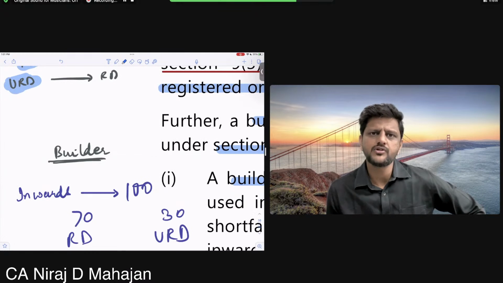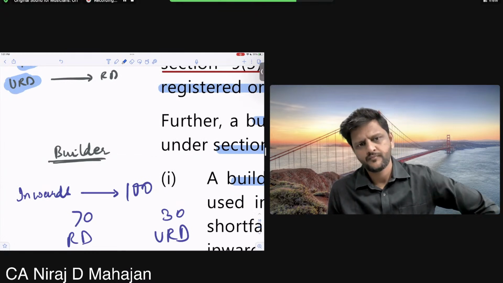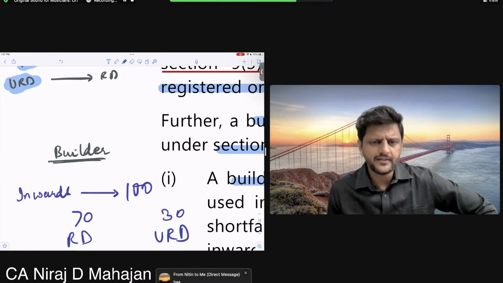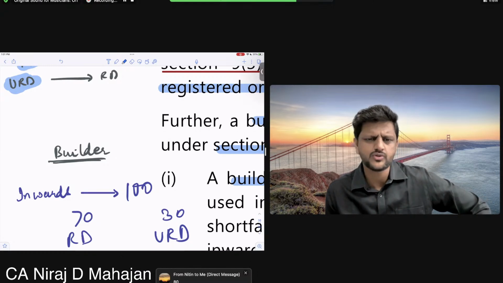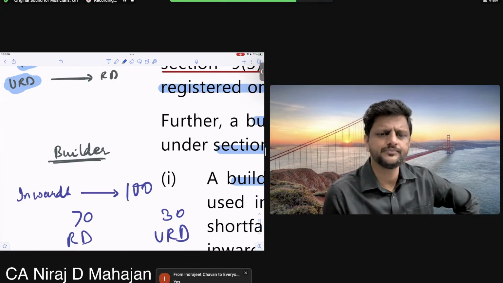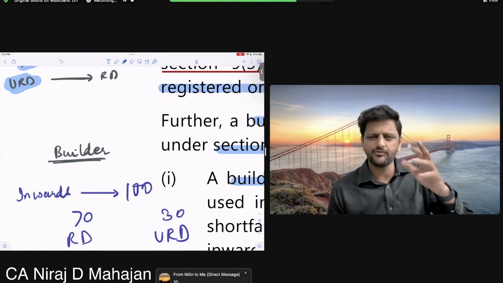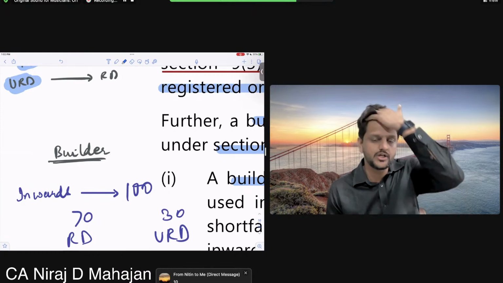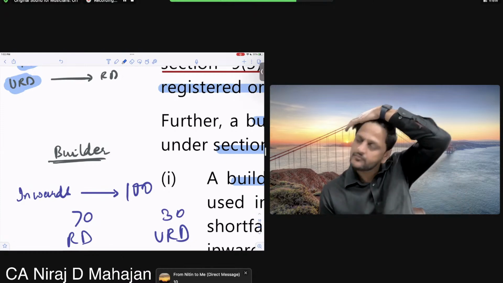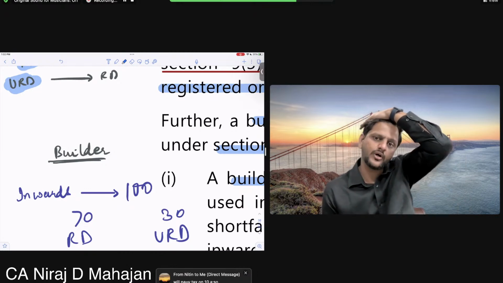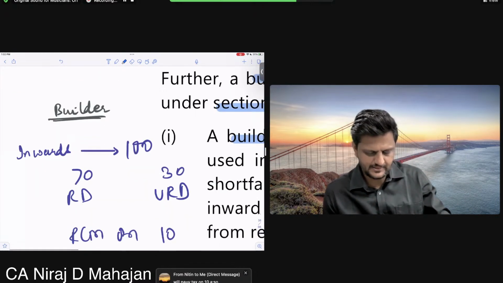All inward of the builder is how much? 100. From RD he took 70 and from URD he took 30. What is the target he has to achieve from RD? 80. Have you understood this much? How much is falling short? 10. So the purchase of 10, or whatever is the inward from URD, of the 10 rupees, on the 10 as such, he will pay tax on reverse charge basis.